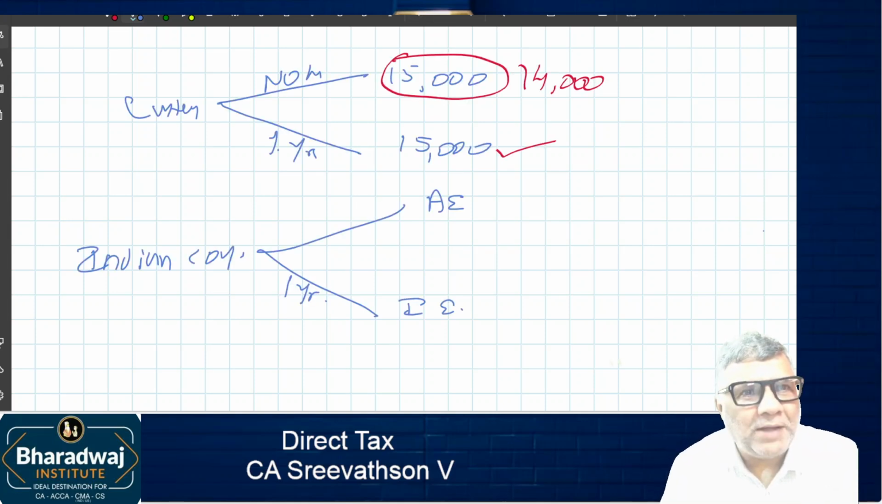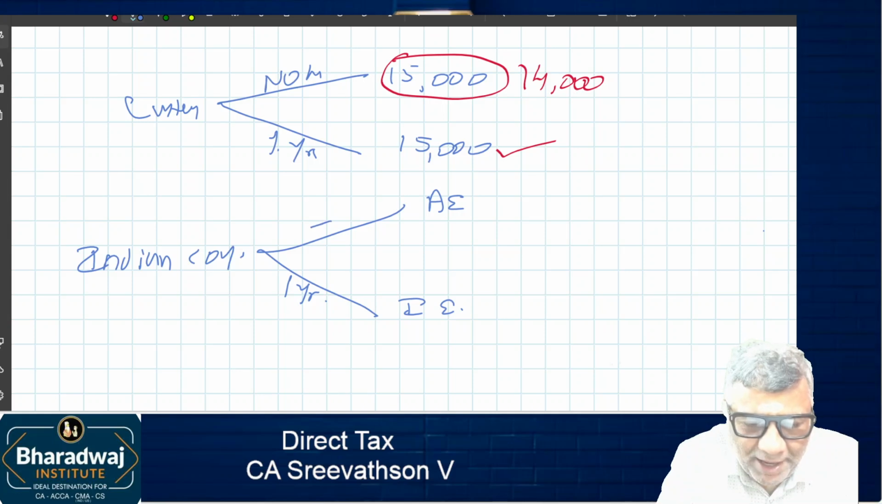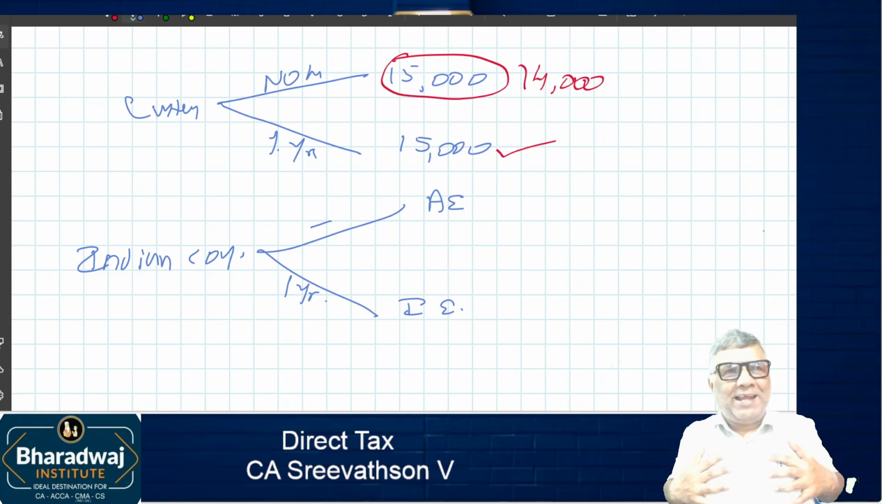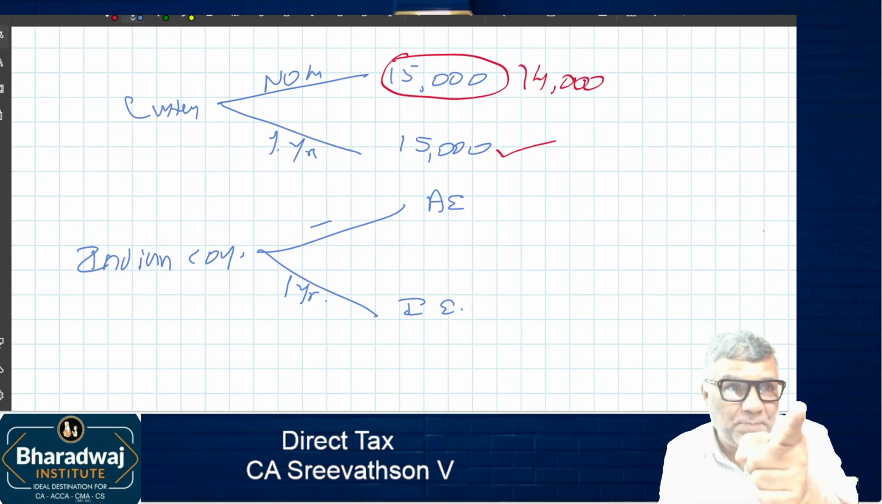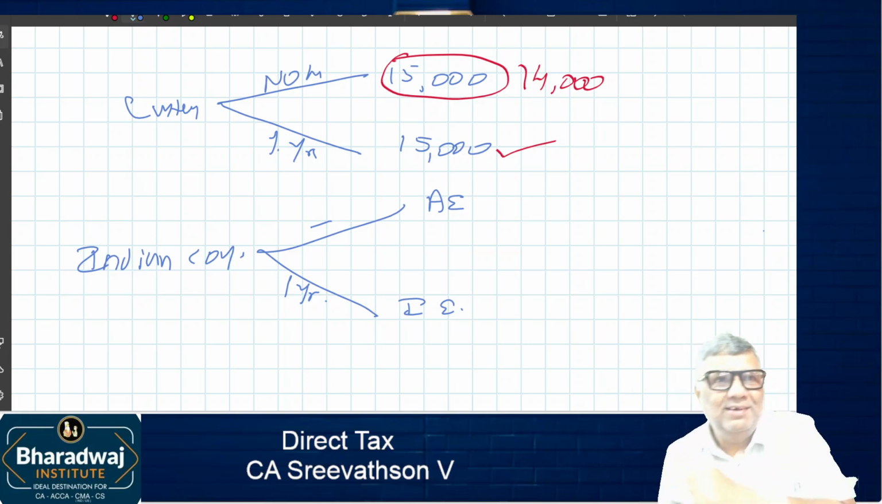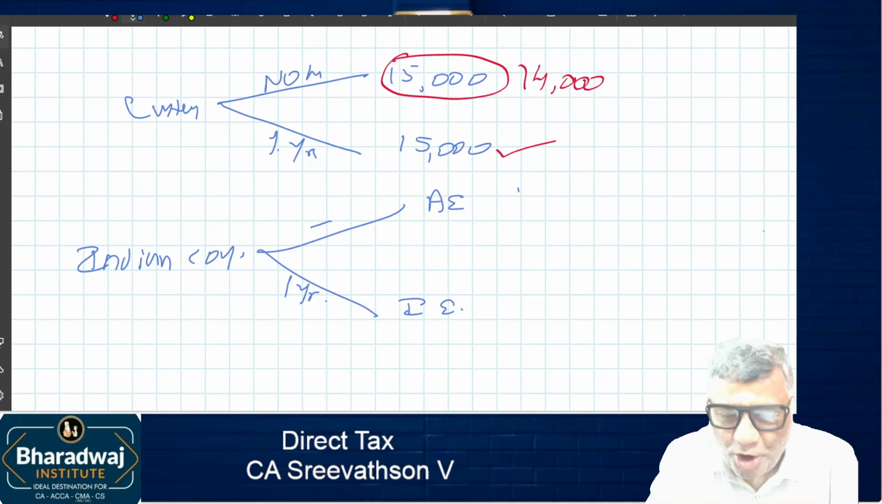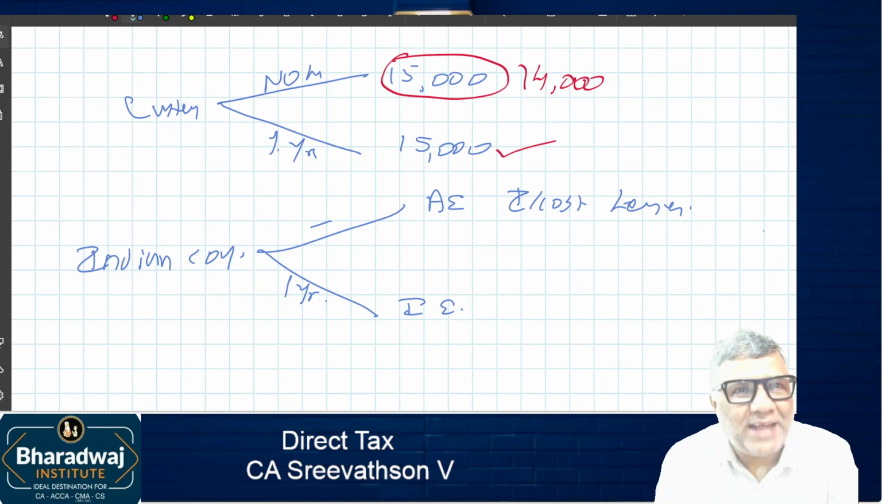My independent party gives me a 1 year guarantee. My associated enterprise will not give. I am taking the risk. In the previous example I gave you, the customer took the risk. Now I am taking the risk. When will I take the risk? Where my import cost is lesser, I am ready to take that risk.